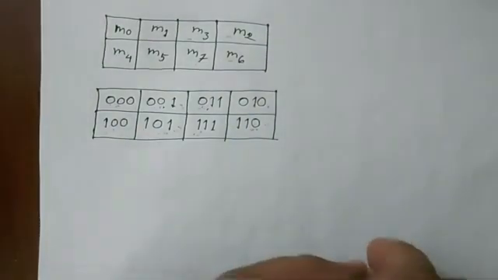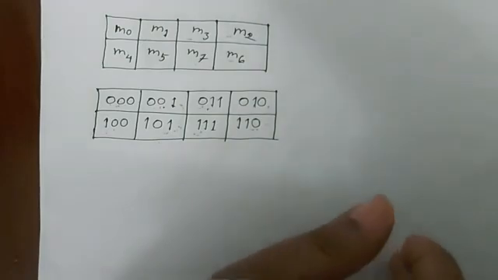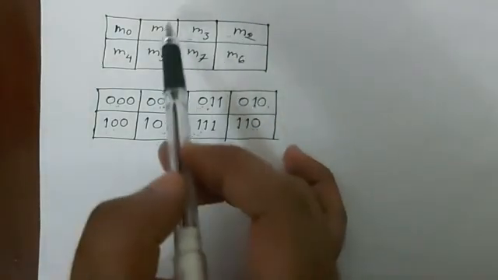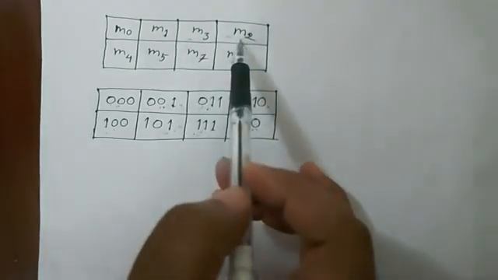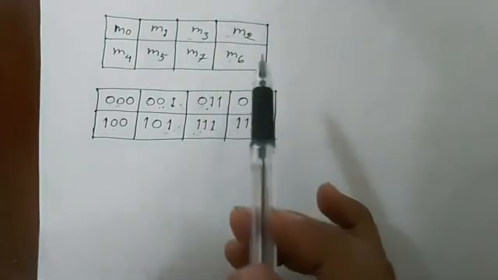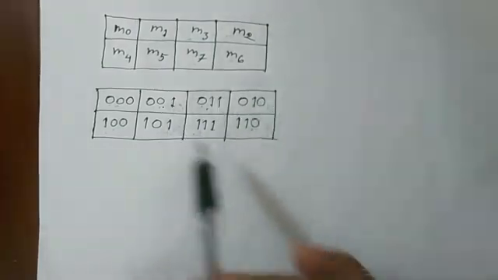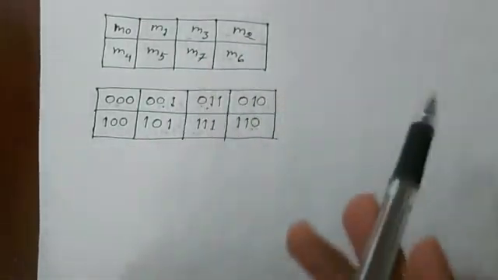Okay, so that's why this M2 is here and M3 is here, so that it can maintain this kind of one bit adjacent thing.